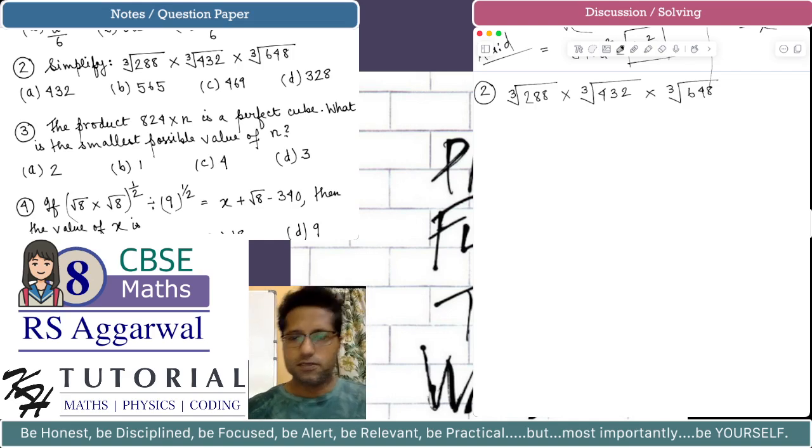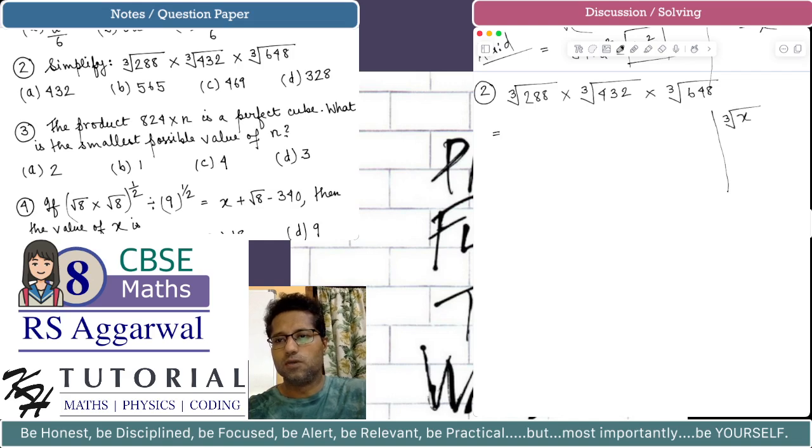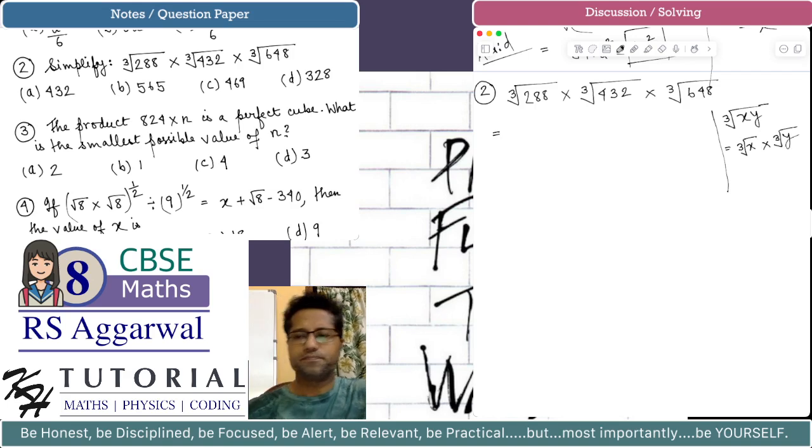Now from this we can clearly see that none of the numbers inside the cube root are perfect cubes. 288 is not a perfect cube, 432 is not a perfect cube, and 648 is not a perfect cube. So we don't know their cube roots. So the concept we have to apply is that for two numbers x and y, they can be positive or negative, but obviously not zero, cube root of x and y is equal to cube root of x multiplied by cube root of y.